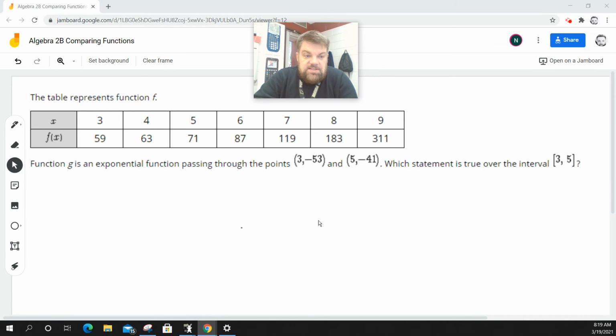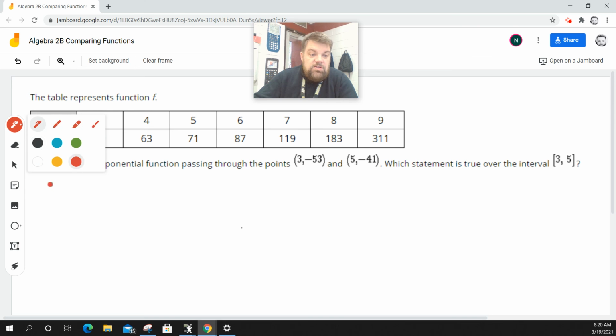So the table represents the function f, and the function g is an exponential function passing through the points (3, -53) and (5, -41). Which statement is true about the interval from 3 to 5? So what we want to do is compare the average rate of change. To find that, we're going to calculate one, and then we're going to calculate the other.